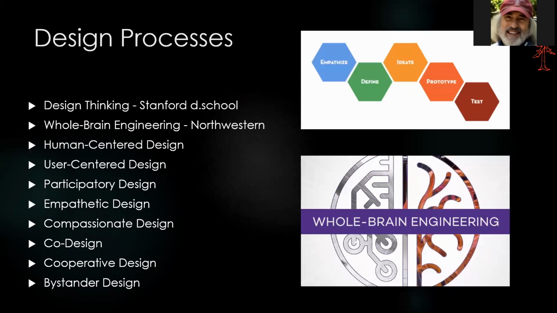So design processes have names, and here are some names that I came up with. At Stanford, they have what's called the D School, where the D stands for design. And so the name of their process is design thinking. But it's basically a non-engineering kind of process. At Northwestern, where I did my master's degree, they use a term called whole brain engineering, which seems like a very strange term to me because I go around with my whole brain all the time.